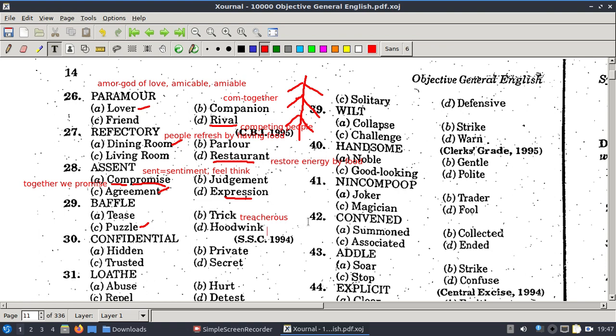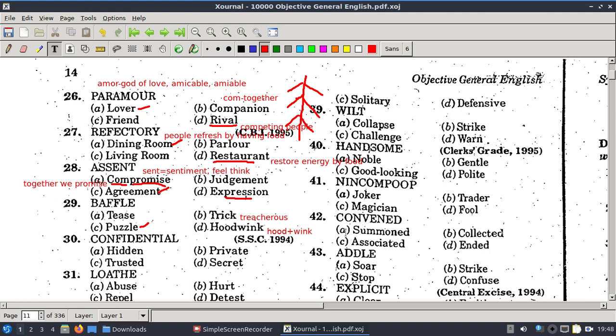Hoodwink. Hood plus wink. What is hood? Jacket hood. Hood is something with which you will cover your head, the hood of the jacket. Now wink. What do you do when you wink? You close your eyes. Winking is related to eyes, right? We close one eye, or when you quickly close and open, that is called winking.